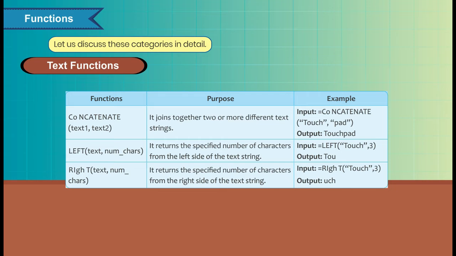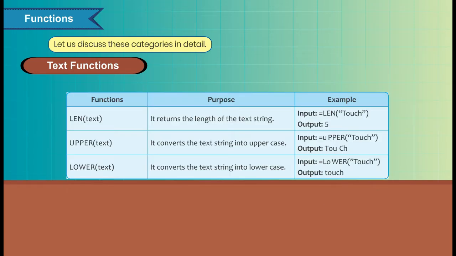LEFT(text, number_chars). It returns the specified number of characters from the left side of the text string. Input: =LEFT("touch", 3). RIGHT(text, number_chars). It returns the specified number of characters from the right side of the text string. Input: =RIGHT("touch", 3). Output: UCH.